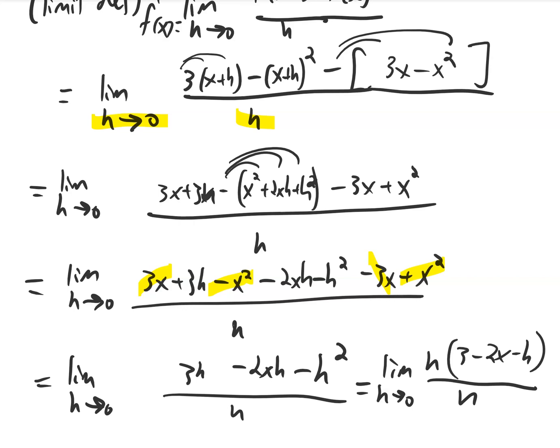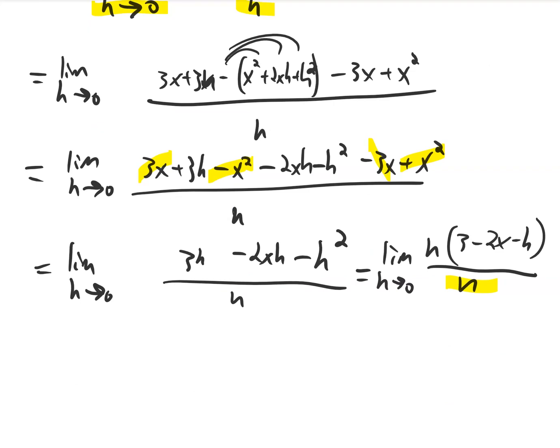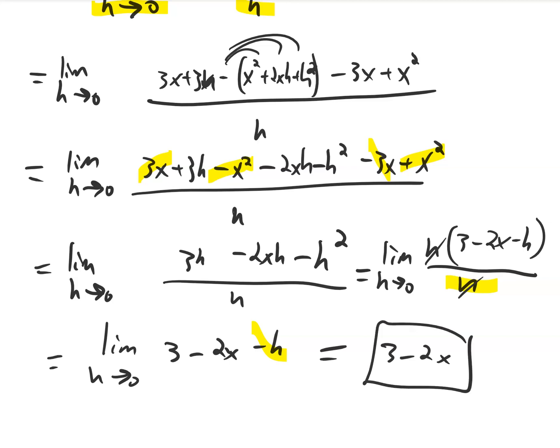Now can we plug in 0 for h? Almost. We still have an h in the denominator that'll give us a 0 in the denominator if we plug in 0 for h. So we have to do a little bit more algebra. Not much, really just one step. We have an h in the numerator and an h in the denominator. Those can cancel. So this is the limit as h goes to 0 of 3 minus 2x minus h. And now finally, we've reached a situation where we can plug in 0 for h without getting a 0 in the denominator, something undefined. So this is 3 minus 2x. And notice I stop writing limit once we plug in 0 for h.